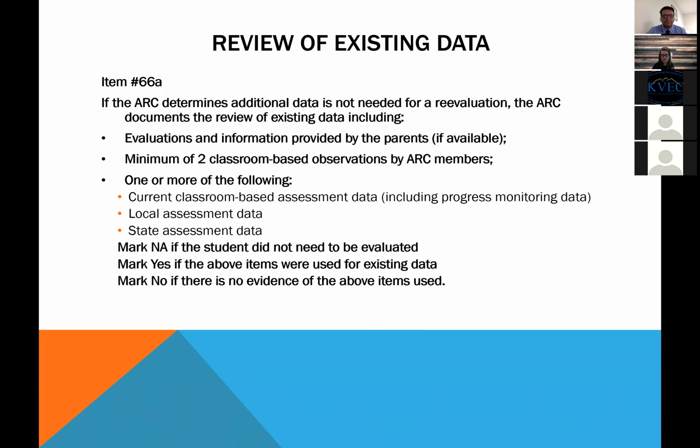All right, so when you're reviewing or using review of existing data, this is item 66A. If the ARC determines additional data is not needed for a reevaluation, then the ARC documents the review of that existing data. And folks, you've got to be in there and you've got to be specific, okay? We don't want one sentence in there. It has to be lengthy, all right? It has to have all kinds of stuff in there.